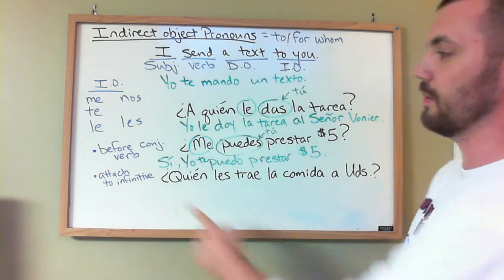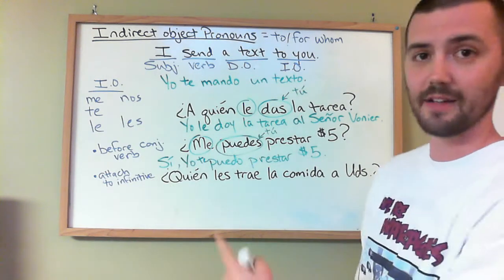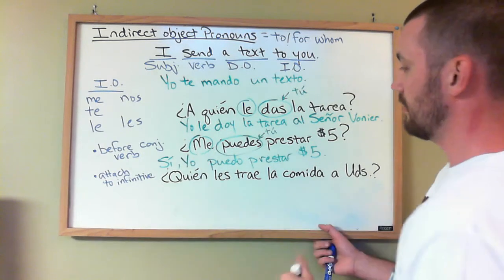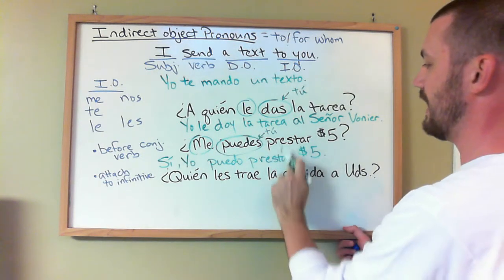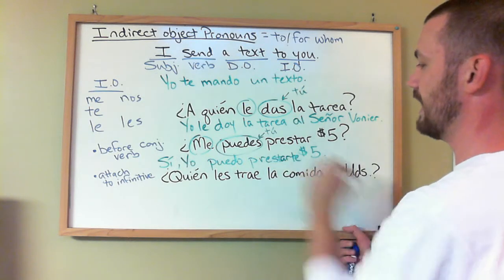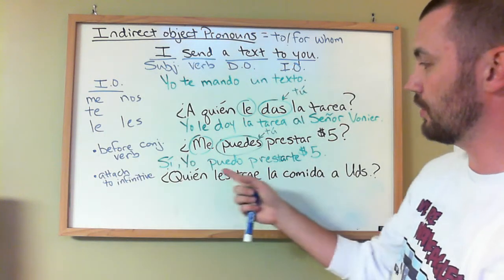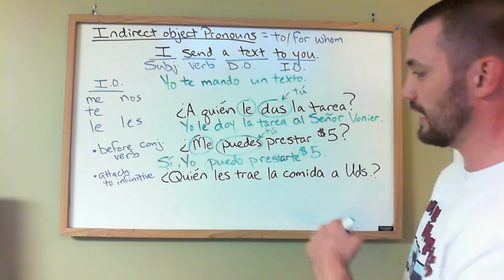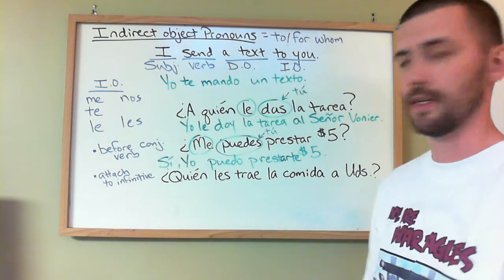Great. But where else can it go? It can be attached to the infinitive, which means we're going to take it from there and attach it to the infinitive. We leave it prestar and we add te. Sí, yo puedo prestarte $5. Either way, you're saying the same thing.